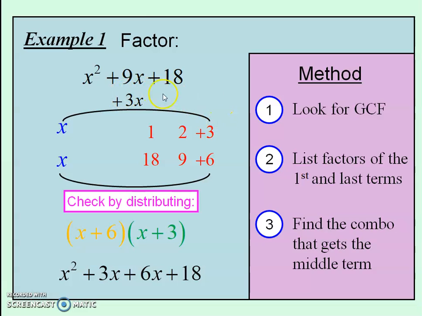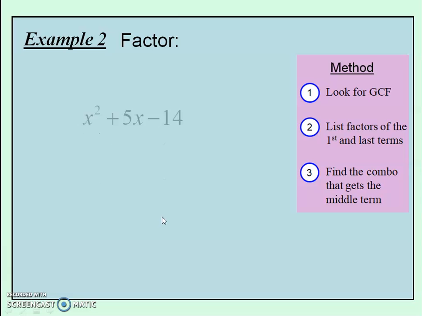And to end up with a 3 times x, that 3x, I had to make sure that my x and my 3 that I connected with a line are in opposite brackets. They're in the other bracket, one from the other. That's how I know that I'm going to end up multiplying them when I FOIL. That works. Example 2, x squared plus 5x minus 14.